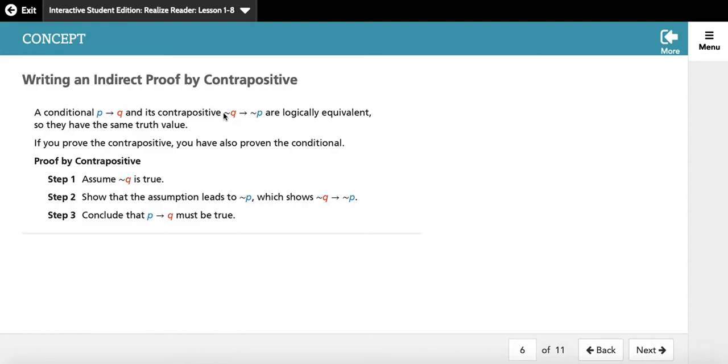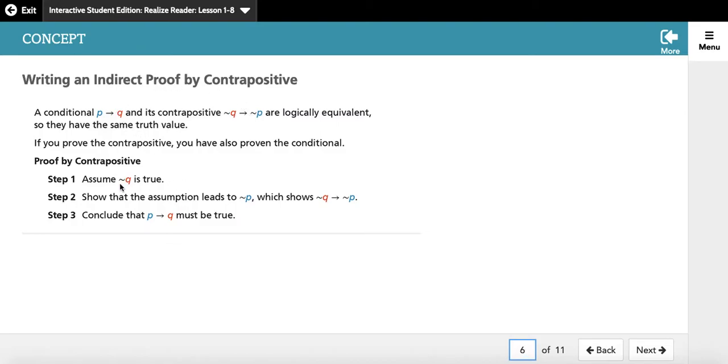If you recall, the contrapositive is when we say not Q implies not P. It turns out that P implying Q and the contrapositive not Q implying not P are logically equivalent, so they have the same truth value. So if we can prove not Q implies not P, then we can conclude P implies Q.